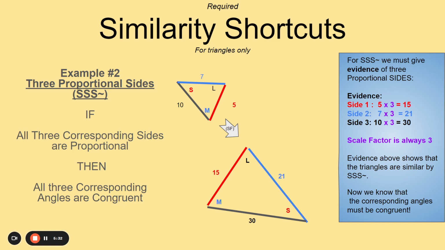Okay, so for side, side, side similarity, we must show evidence of three proportional sides. The way you do that is you write down the sides you have. So we have a 5 that corresponds with a 15. Okay, 5 times 3 is 15. A 7 times 3 is a 21. And then a 10 times 3 is a 30. Okay, so every side here has the same scale factor, and so we know that they are proportional. This proves to us that these two shapes are similar because of the side, side, side proportional relationship.